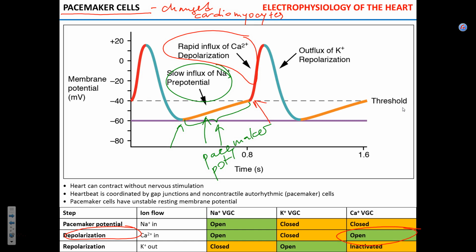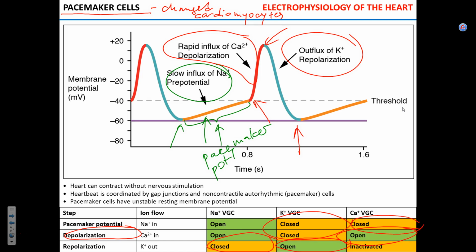Leads to very, very rapid depolarization of pacemaker cells. And then here at the peak, both calcium and sodium channels close, potassium channels open, and potassium starts to flow out of the cell, repolarizing it. Does that make sense? Once the cell reaches the resting membrane potential, potassium channels close.